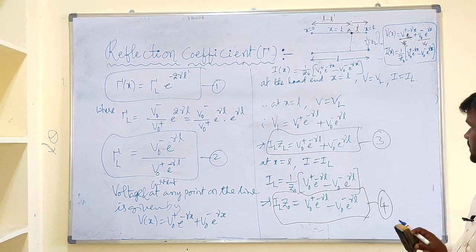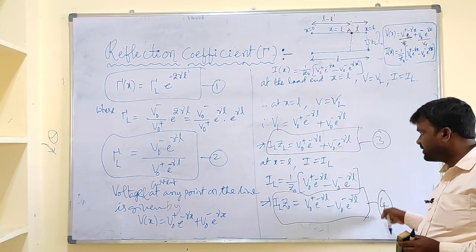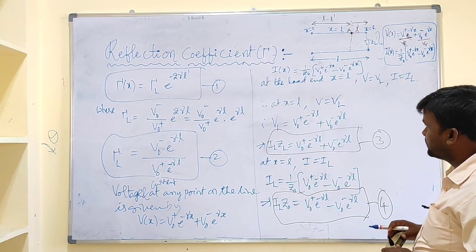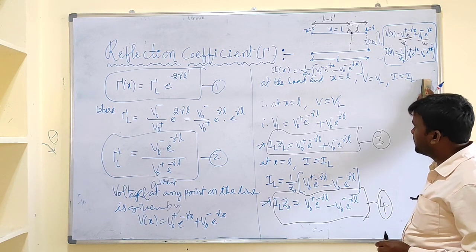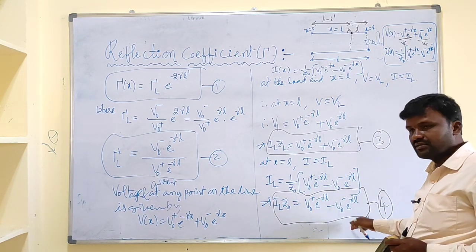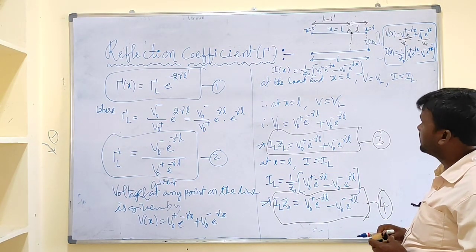Now perform equation 3 plus equation 4, that is, add these equations. If you add these two equations, we will get the expression for V naught plus e to the power minus gamma L, and if you subtract, we will get the expression for V naught minus e to the power gamma L.